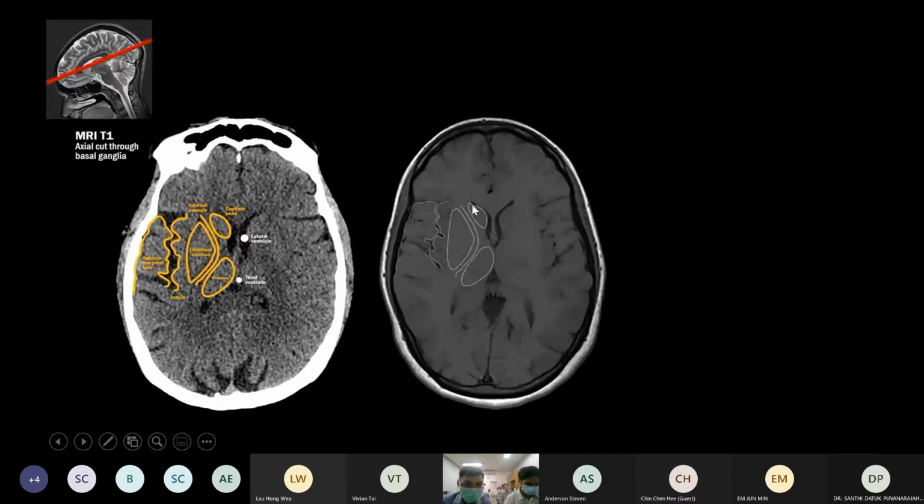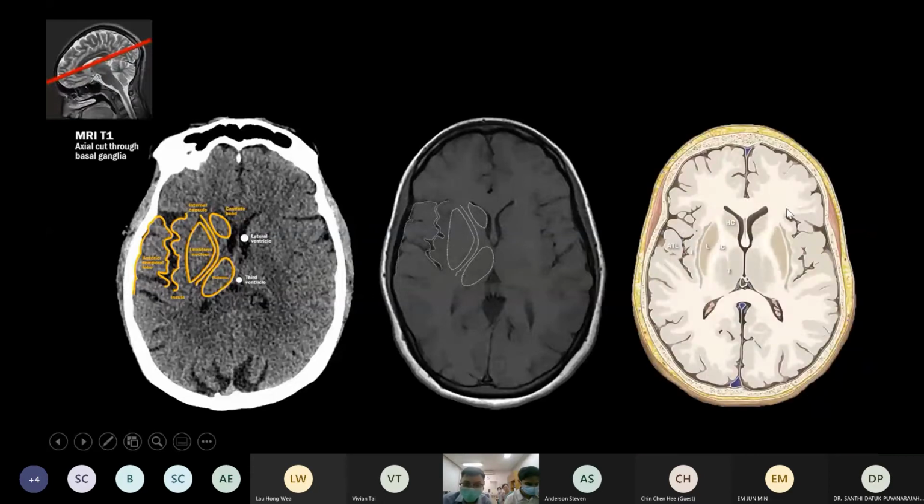So you can see here, the MRI gives a better picture, but you can also identify this structure under the CT scan. Compared with the Netter diagram, it's almost similar. Here, caudate is here, internal capsule, thalamus, lentiform nucleus, insular cortex, and then anterior temporal lobe, okay? So this is the second cut, which is the commonest cut that we look at, the basal ganglia cut.